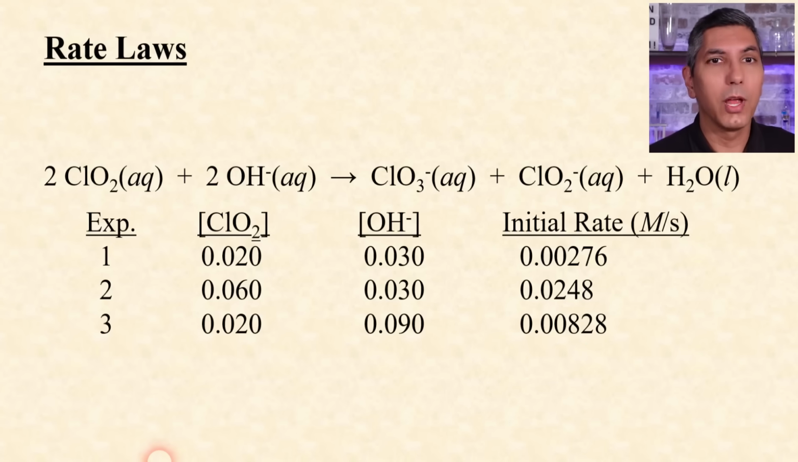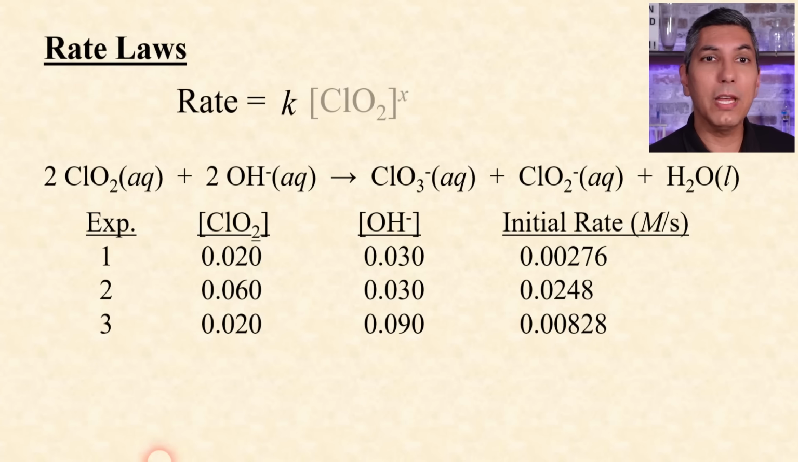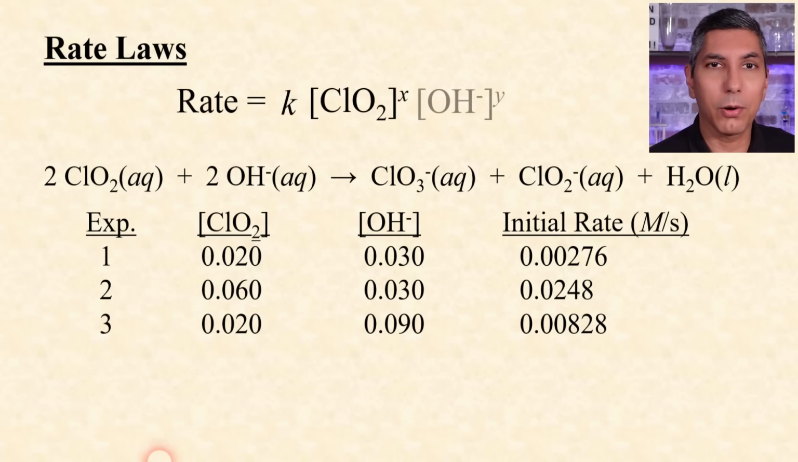For this reaction, we'd write the rate law in the format rate equals k, which is the rate constant, times the concentration of ClO2 raised to a power, we'll call it x for right now, times the concentration of hydroxide raised to a power, which we'll call y for right now. This is the basic format for every rate law.